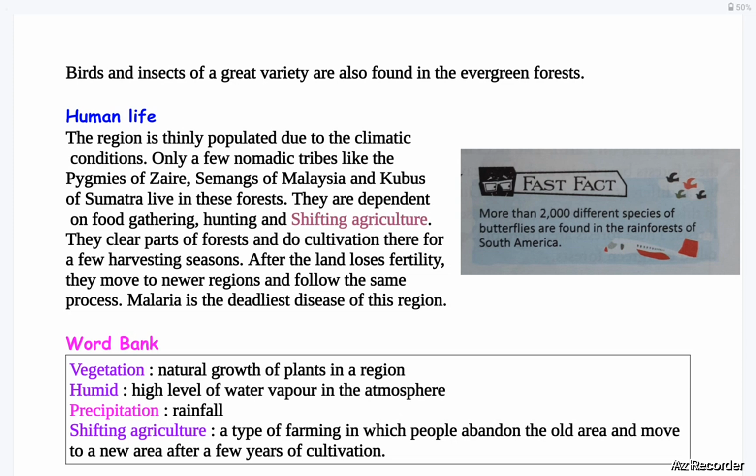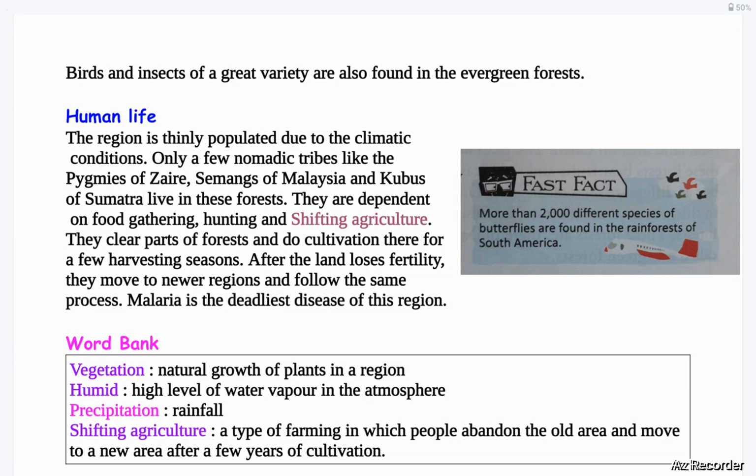Only a few nomadic tribes like the Pygmies of Zaire, Semangs of Malaysia, and Kubus of Sumatra live in these forests. They are dependent on food gathering, hunting, and shifting agriculture. They clear parts of forests and do cultivation there for a few harvesting seasons. After the land loses fertility, they move to newer regions and follow the same process.